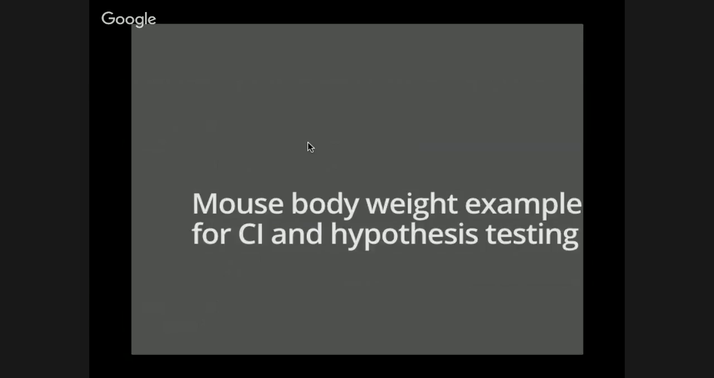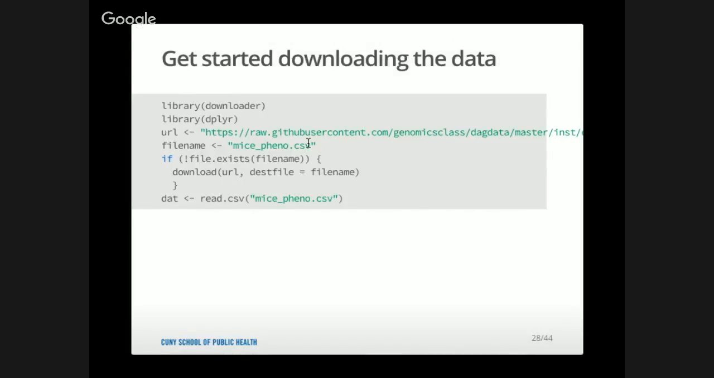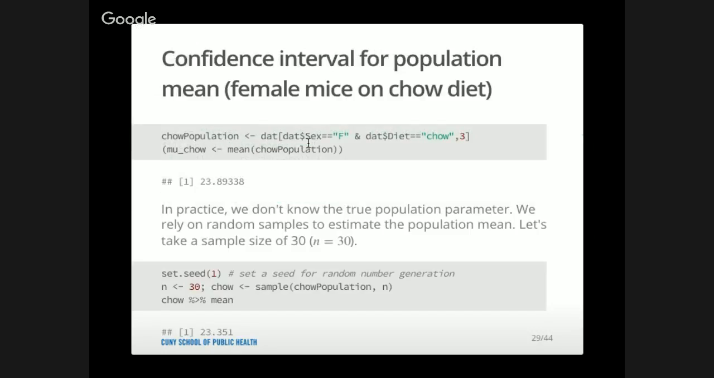Okay, so just a few more. One example from the book that I think is pretty helpful for understanding confidence intervals and hypothesis testing. This is using the mice.pheno.csv data file, which we'll use some more later. And for this first example, it's a confidence interval for a single sample.